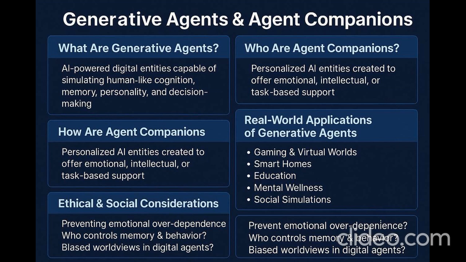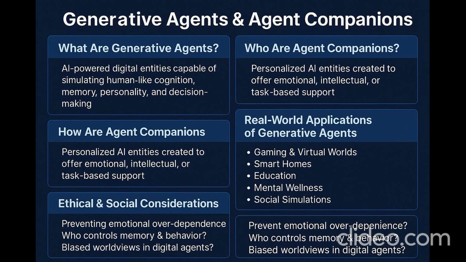Real-world applications of generative agents. Gaming: in virtual worlds, lifelike NPCs who evolve over time and interact with each other. Smart homes: proactive AI assistants that manage your home, health, and schedule. Education: AI tutors that personalize content and grow alongside the learner. Mental wellness: agents that listen, counsel, and provide cognitive support. Social simulations: AI citizens in virtual towns for urban, policy, and behavioral modeling.